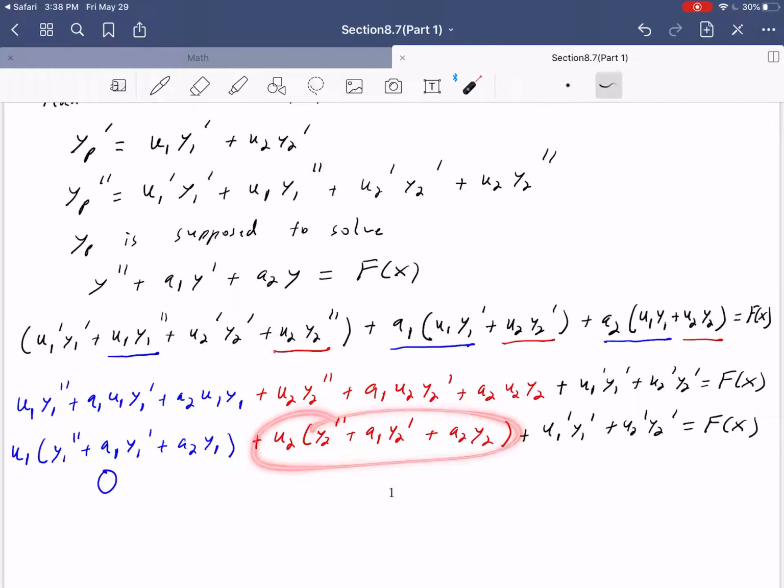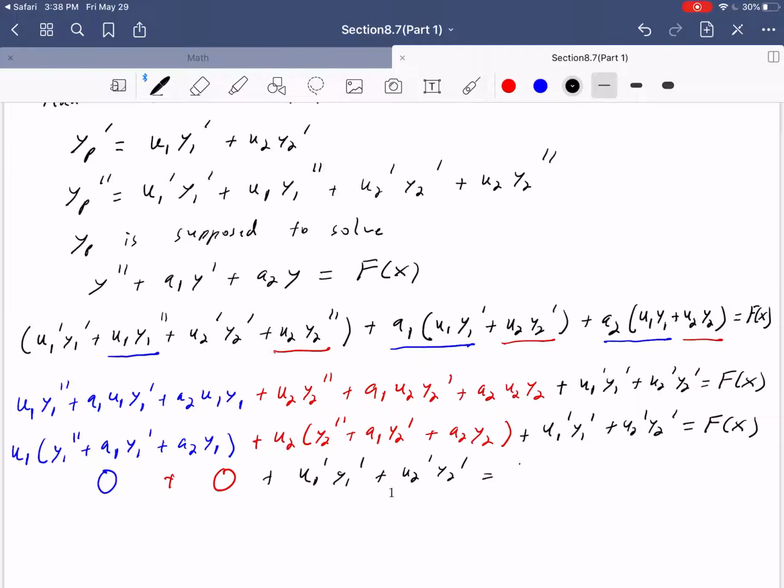This right here, though, is y2 plugged into our differential equation. y2 is an element of the basis of the homogeneous equation, meaning that when you plug in y2, you also get 0. So we get plus 0. And then this stuff down here is all that's left. So we get plus u1 prime y1 prime plus u2 prime y2 prime equals f of x. So putting that all together, we get u1 prime y1 prime plus u2 prime y2 prime equals f of x.